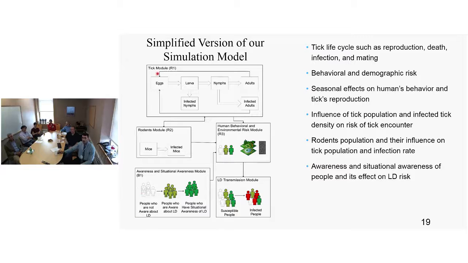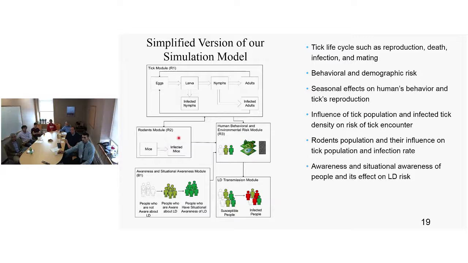We have the tick module, so the reproduction of ticks. We have the rodents module, where some of the mice become infected, and we have awareness and situational awareness. So the tick module and rodents module are creating a feedback loop structure here. Then if the awareness and situational awareness increases, it would decrease the behavioral risk among students.